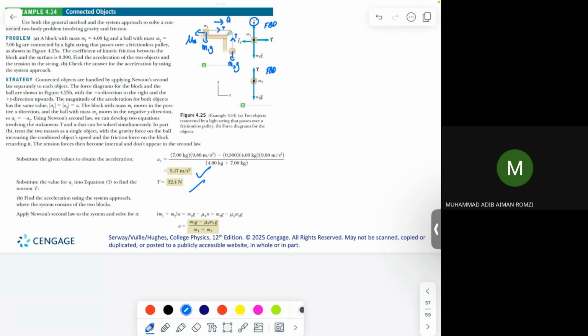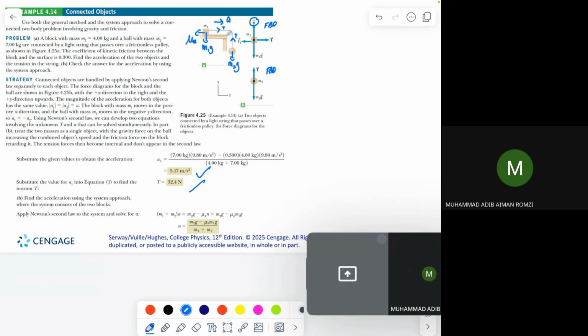Right. So that's how you do problems involving examples with a pulley system. Okay, I think this one, okay.